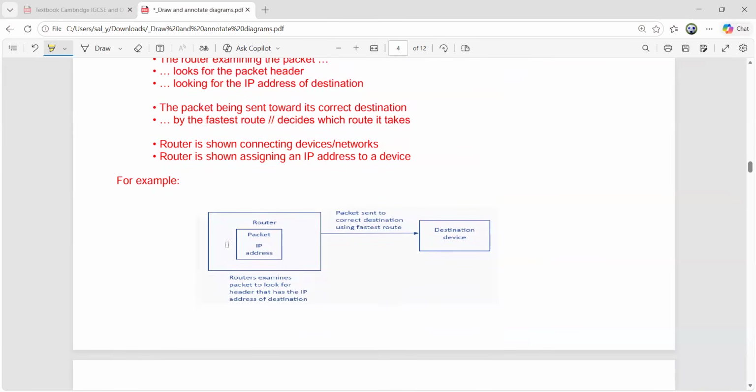Again, very simple. The router is holding the packet's IP address. Routers are examining the packets to look for the header that has the IP address of the destination. This is how the routers are sending the data. A little bit of it you have already studied in theoretical form in chapter number 3, so I hope that is clear to every one of you, and we can all recall that this is the main thing. Routers examine the packets to look for the header, and the packet is sent to the correct destination device using the correct route, and that is done. That is okay for you.